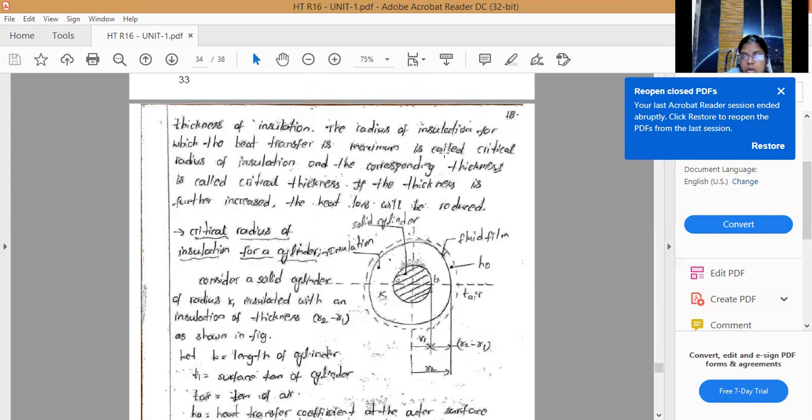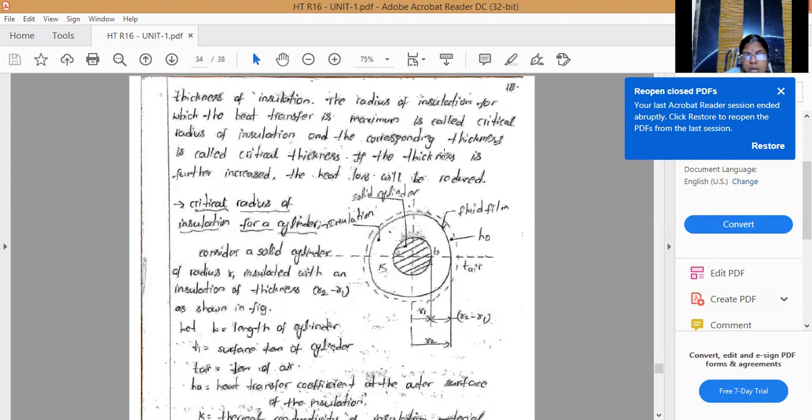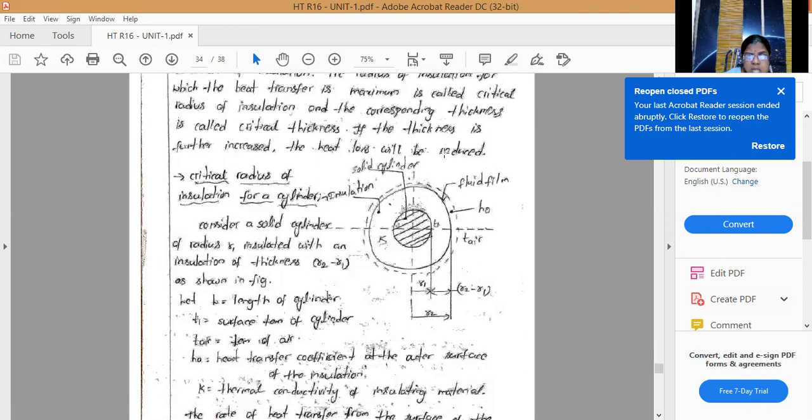critical radius of insulation. If you add extra insulation after that certain thickness, it will decrease the heat loss. Okay, so whenever the heat rate is maximum, it is called the critical radius of insulation. That thickness is called the critical thickness. After the critical thickness, it decreases the heat loss.